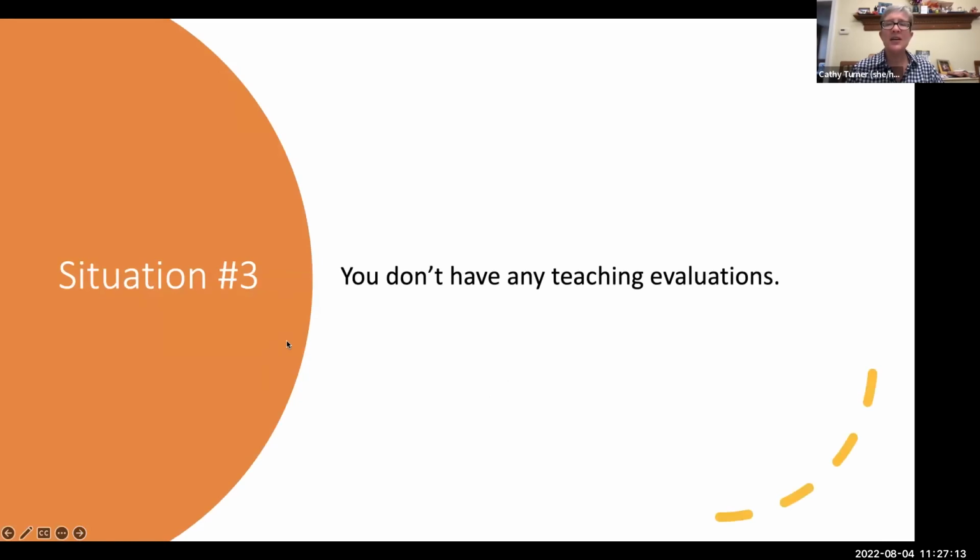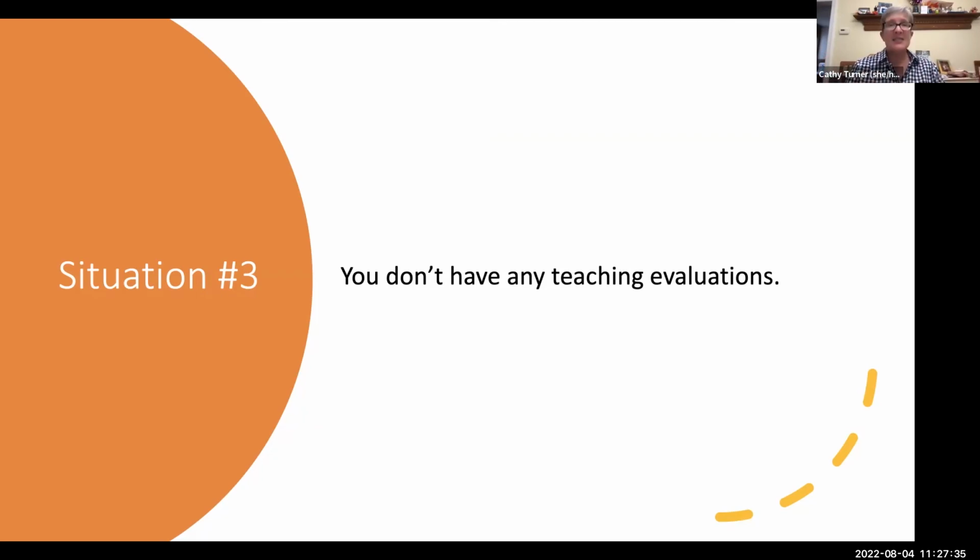Situation number 3: you don't have any teaching evaluations. Now, it's possible you don't have any teaching evaluations because you haven't done your TAing yet, in which case they're going to come. But I'm going to imagine here in this situation number 3, either you TA'd and your class was not evaluated for a host of different reasons.